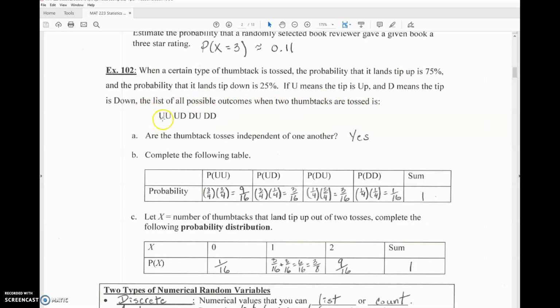So the first thumbtack could be up, and then the second one could be up. Or first thumbtack could be up, second one down. Or first thumbtack could be down, and the second one up. And the last possibility is that the first thumbtack is down and the second one is also down.